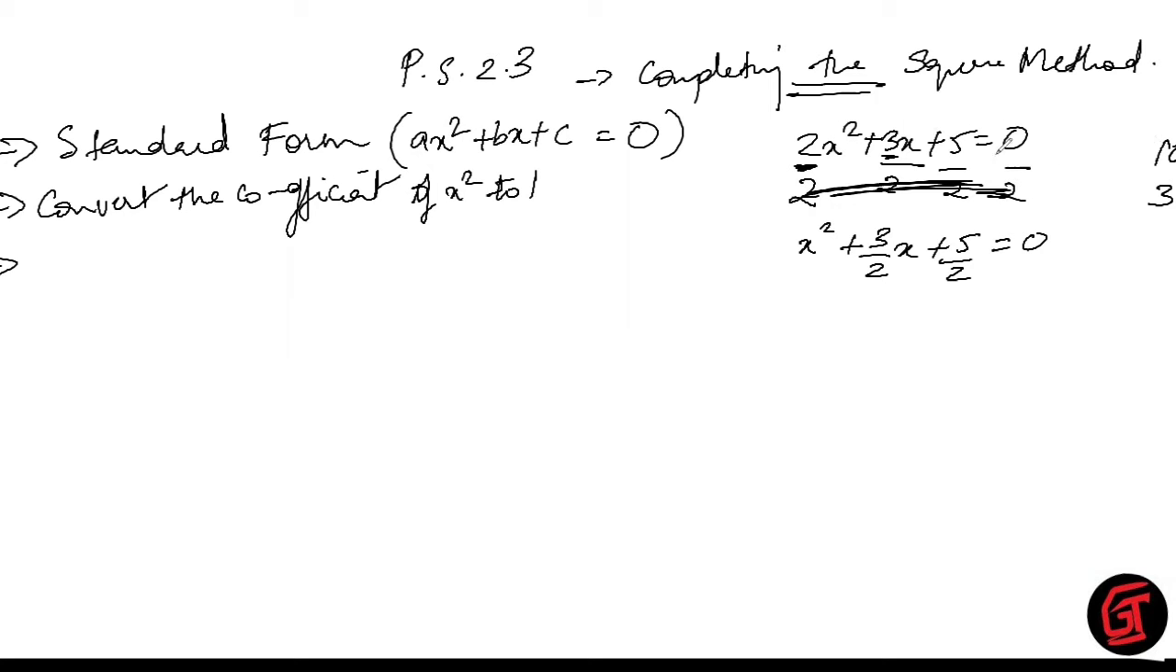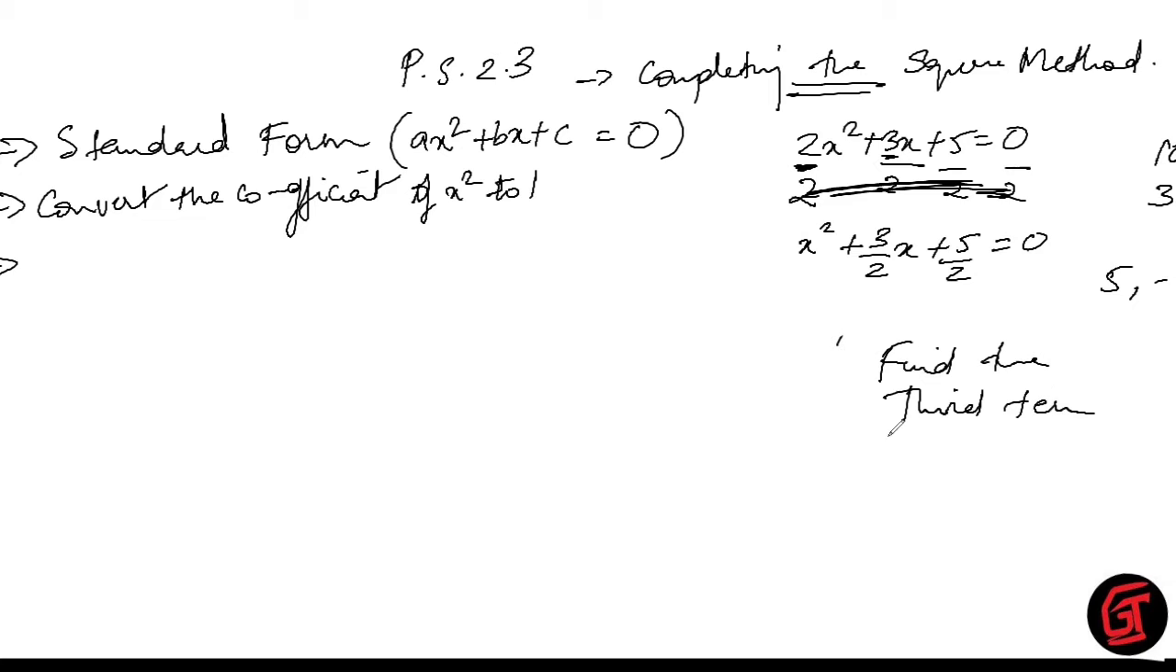Here the product is 10, and the sum is 3. Do we have any factors? We have 5 twos are 10, but 5 minus 2 is 3. So we would have to have 5 and minus 2, but 5 into minus 2 is not positive 10. So we are not getting factors for this. Such type of equation where you don't get factors, we use the completing the square method.